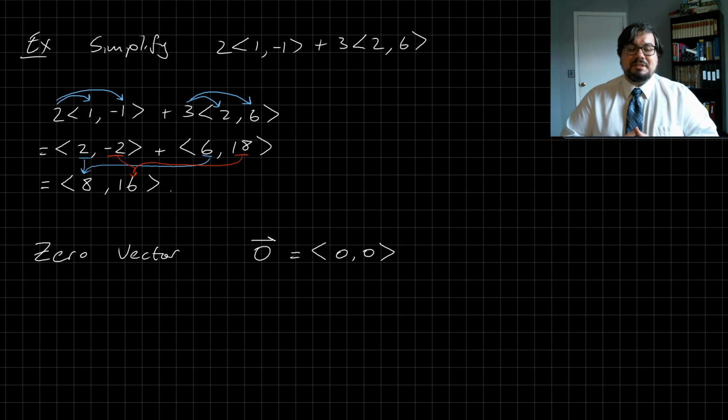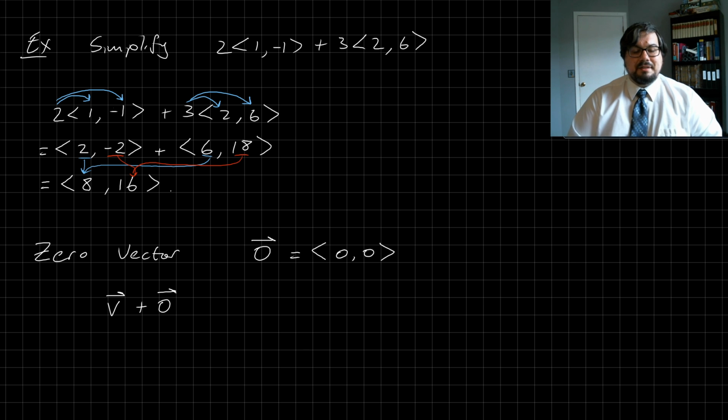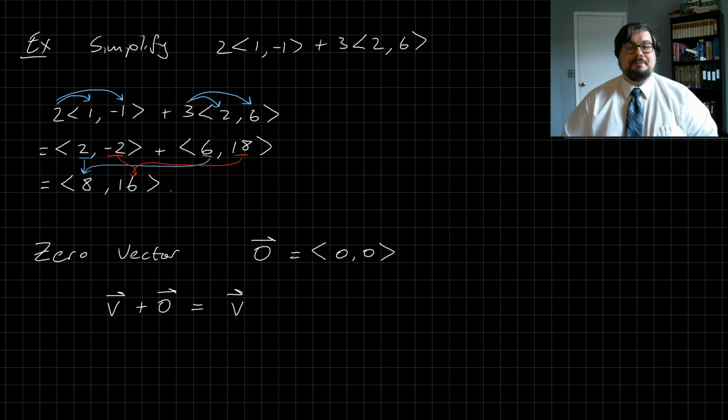So we do have the 0 vector, and it behaves in a lot of ways like the number 0. For instance, if I have a vector v and I add the vector 0 to it, I'm just going to get the vector v back, because the vector 0 doesn't actually move anything anywhere.